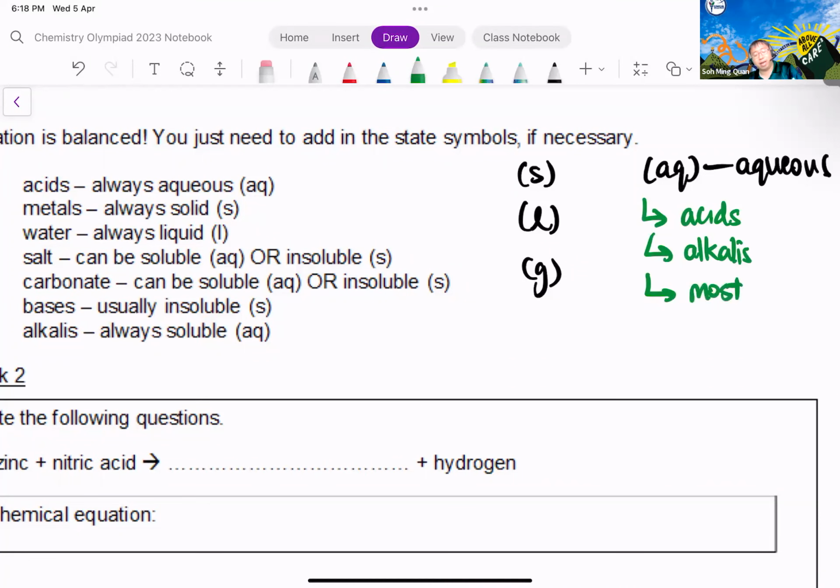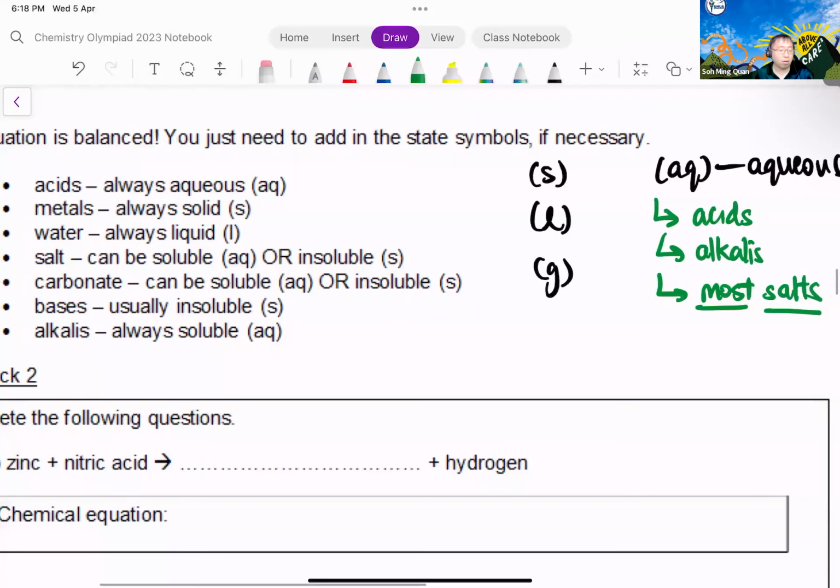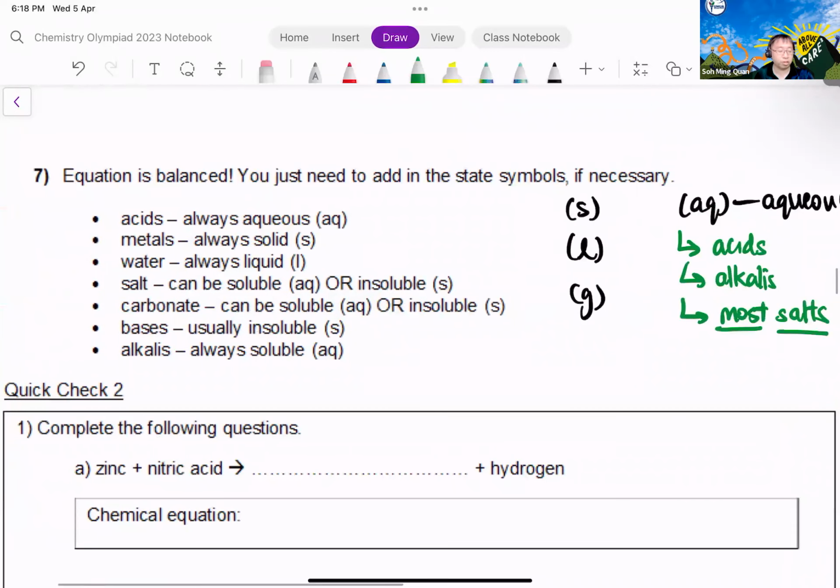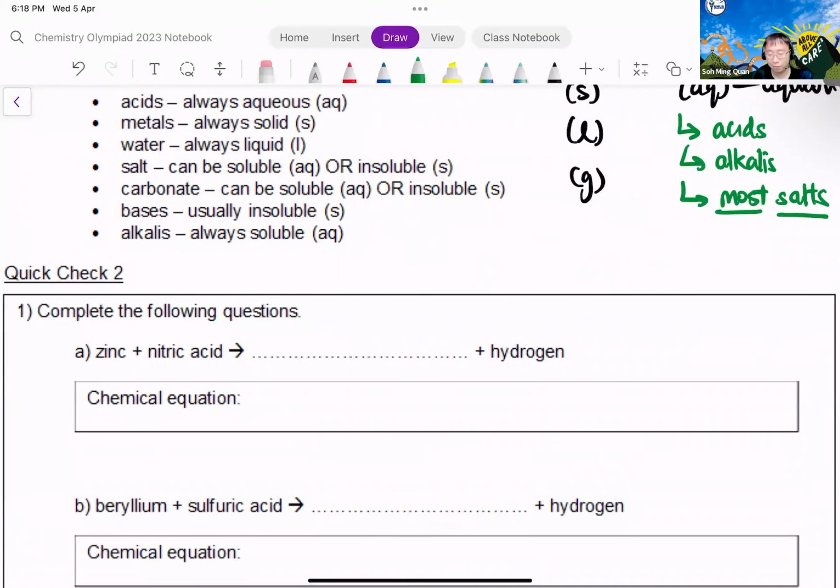Now, besides acids and alkalis, most salts are dissolved in water because they are soluble in water. However, there are some salts which are insoluble. You will learn more about them in a different chapter. So these are the ones that you need to know which are aqueous. Now there's a lot of quick check questions. We're just going to do the first one from quick check 2, which is zinc plus nitric acid forms blank plus hydrogen.